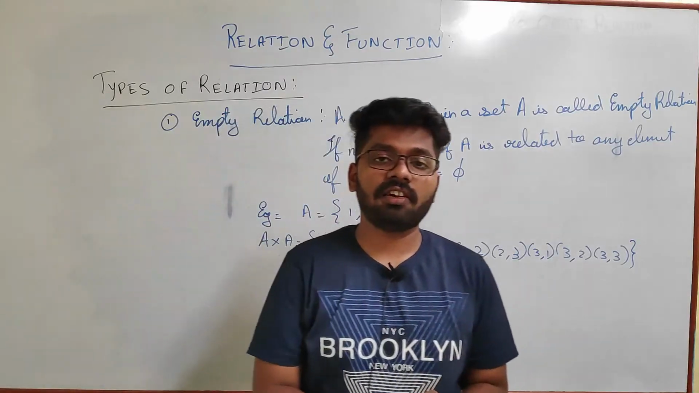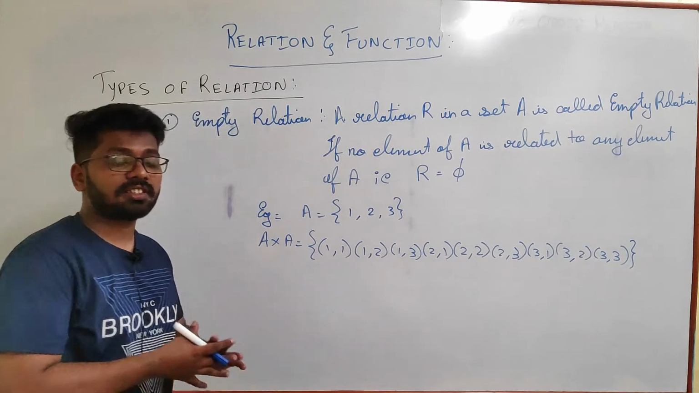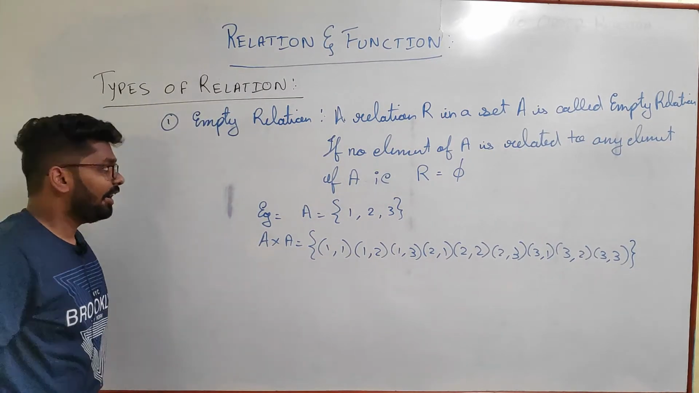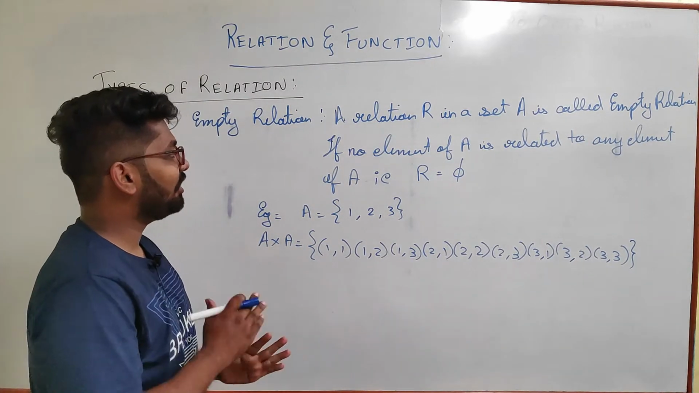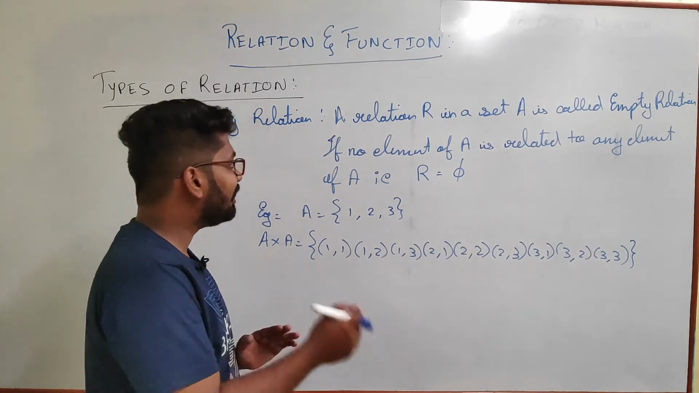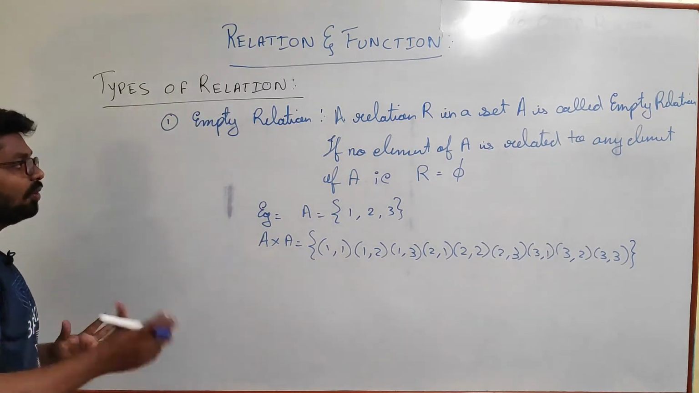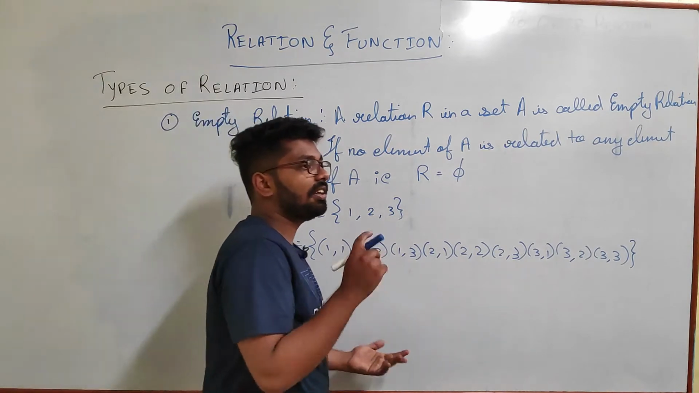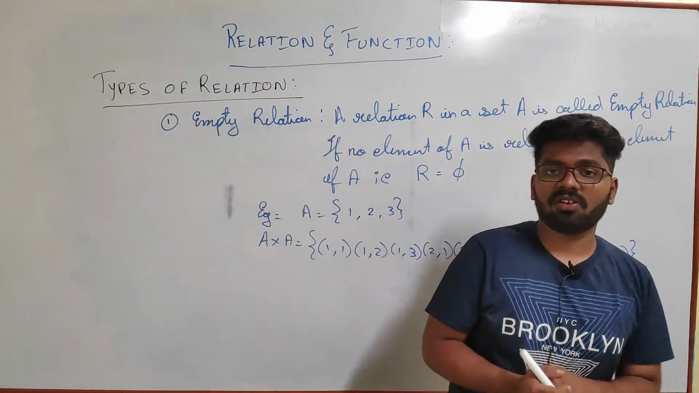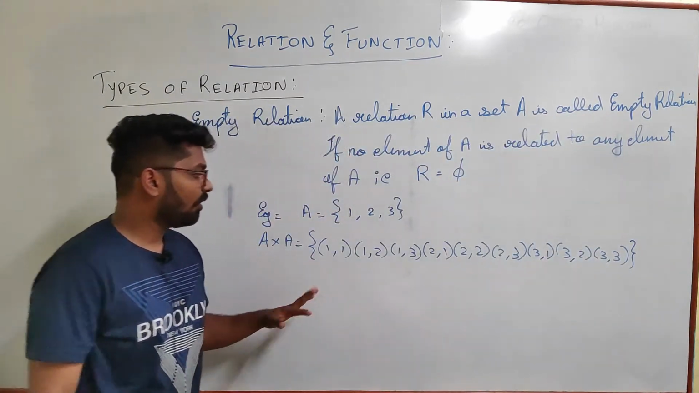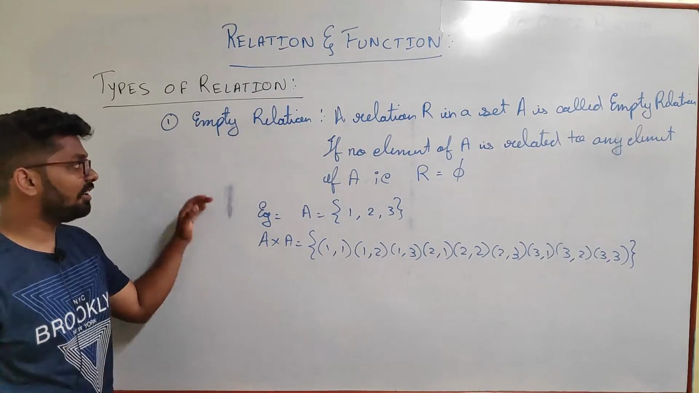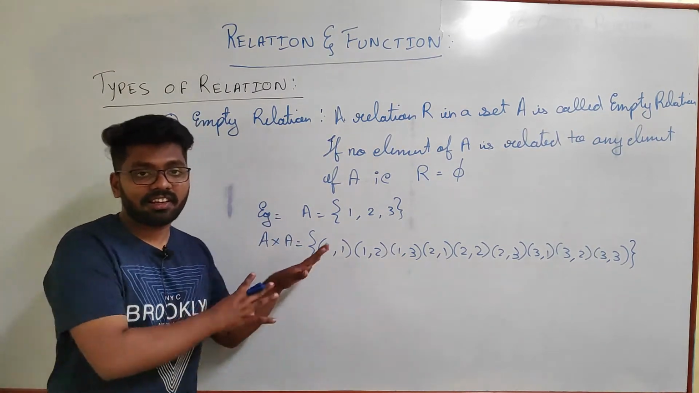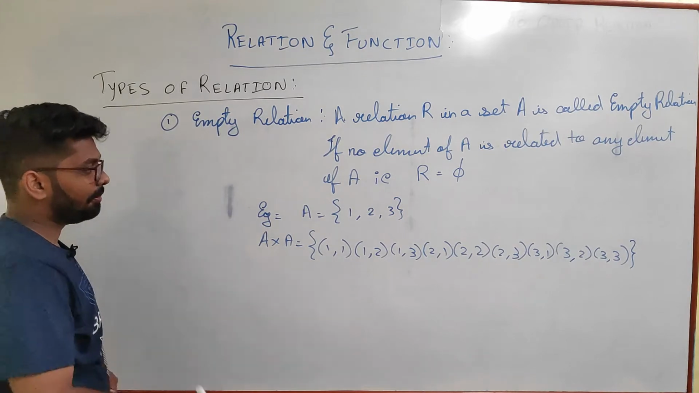Okay, so let us learn types of relation over here. The first relation I have considered here is the empty relation. A relation R in a set A is called an empty relation if no element of A is related to any element of A. It means what? Now forget about this initial definition, whatever it is there. I'll help you to understand it better.